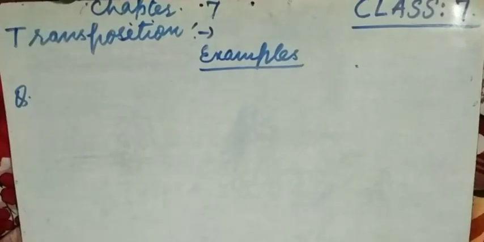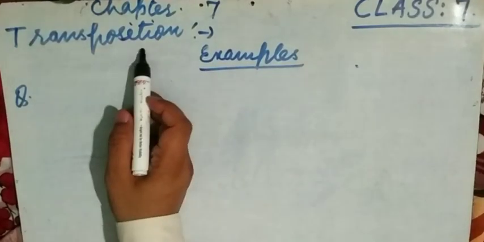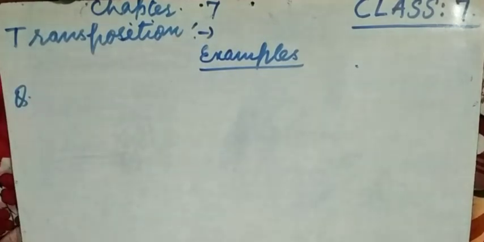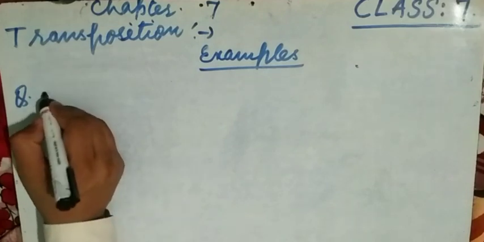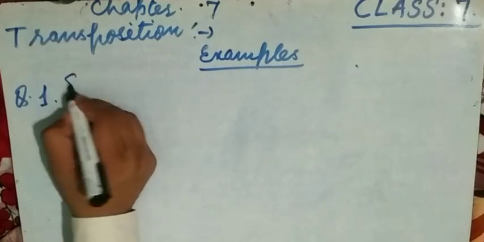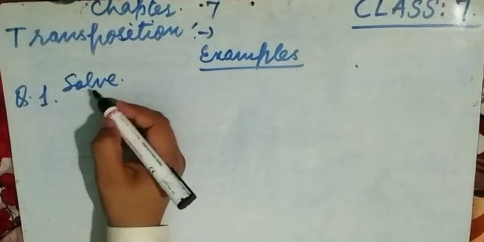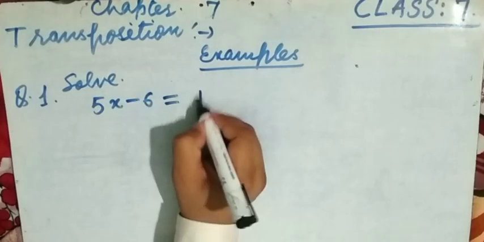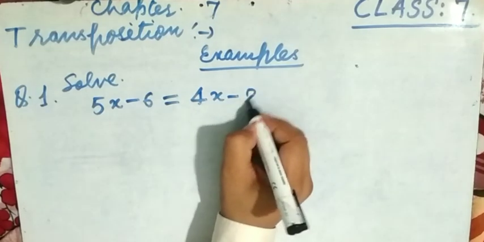Friends, the last term is transposition, and we will understand these topics while solving the example problems. First of all, see example number 1. Example question 1, solve: 5x minus 6 is equal to 4x minus 2.